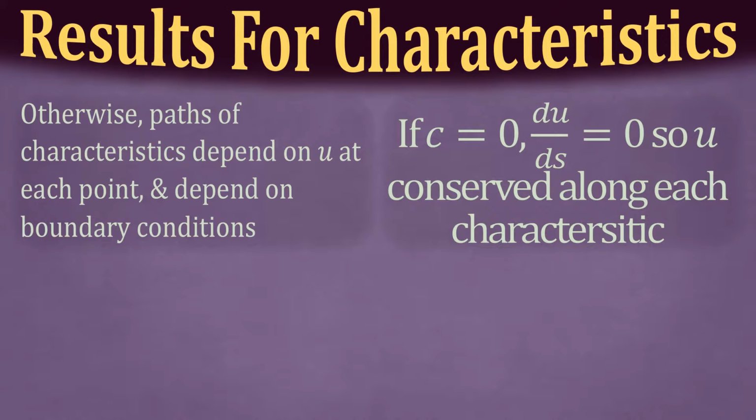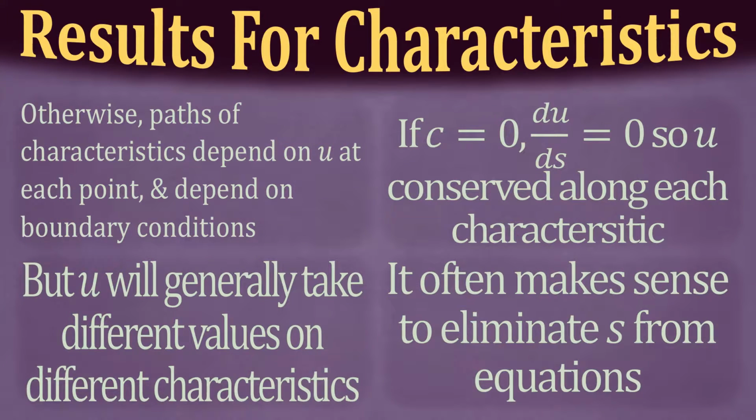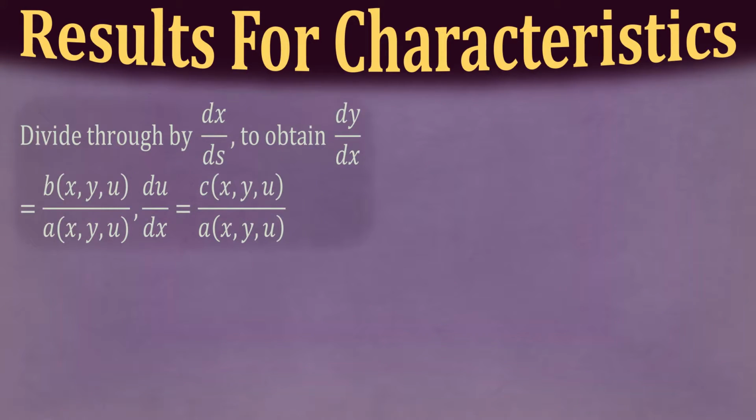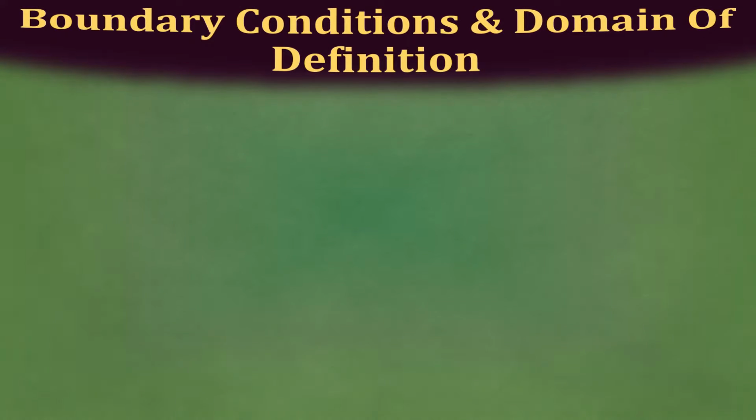Also, if c is equal to 0, then du over ds is equal to 0, so u is conserved, i.e. constant, along each characteristic. But note that u will generally take different values on different characteristics. Note that it makes sense often to eliminate s from the equations. We can divide through by dx over ds to obtain dy over dx is equal to b of x, y, u divided by a of x, y, u, and du over dx is equal to c of x, y, u over a of x, y, u. Or, alternatively, we could divide through by dy over ds to obtain dx over dy is equal to a of x, y, u over b of x, y, u, and du over dy is equal to c of x, y, u over b of x, y, u.